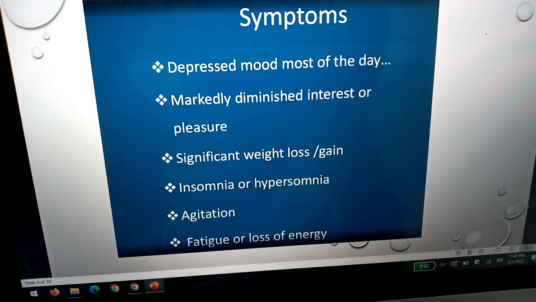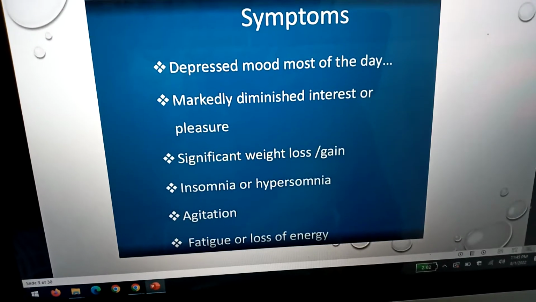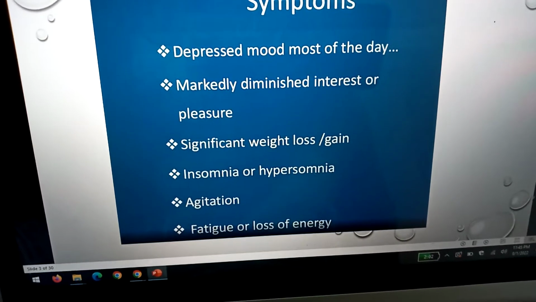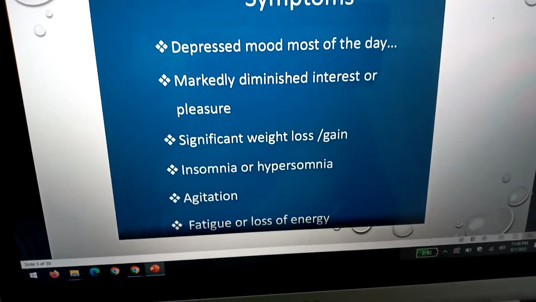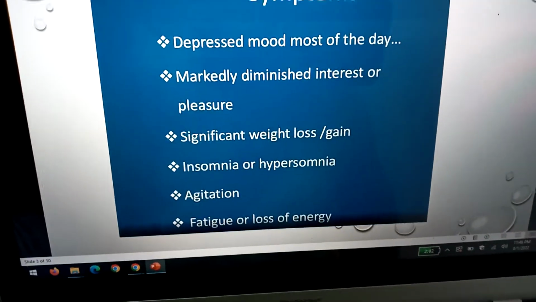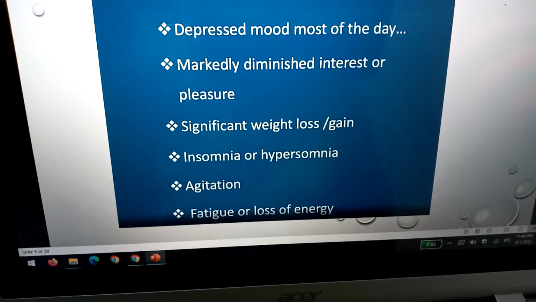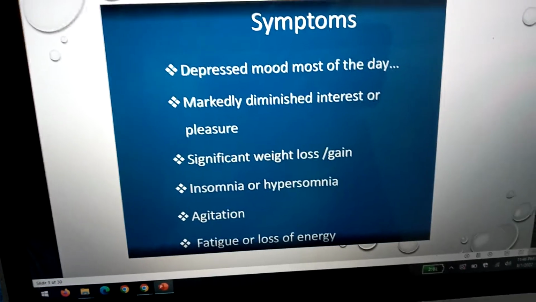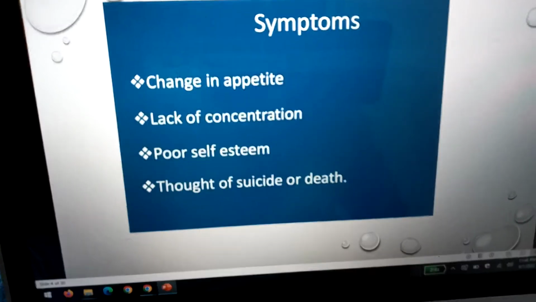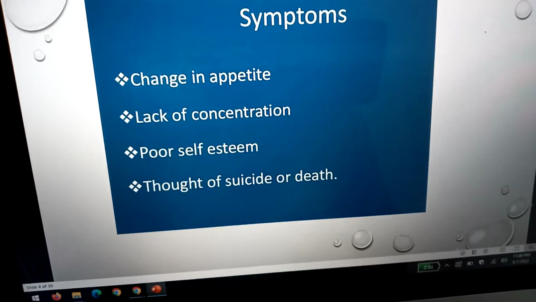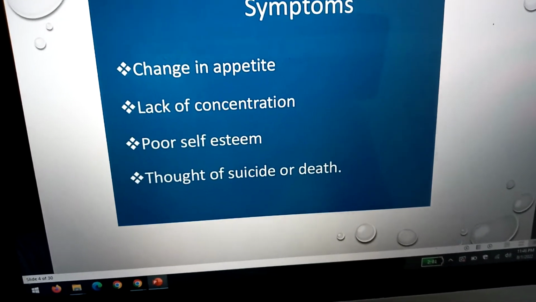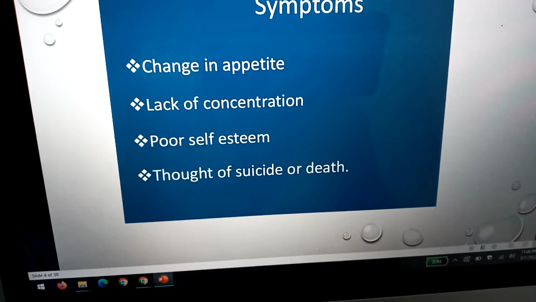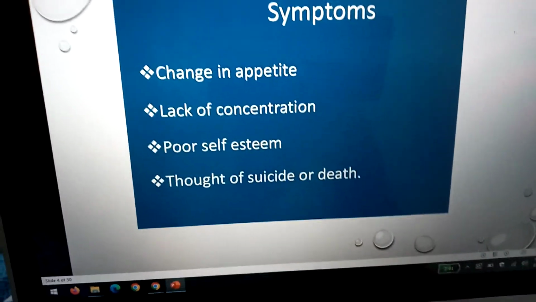Symptoms: depressed mood most of the day, markedly diminished interest or pleasure, significant weight loss or gain may happen, insomnia (loss of sleep) or hypersomnia (increased sleeping), agitation, disturbance, fatigue, or loss of energy. These are the symptoms which a depressed patient may feel. Other symptoms include change in appetite, lack of concentration in your work or studies, poor self-esteem or self-worth, thought of doing suicide which may lead to death.